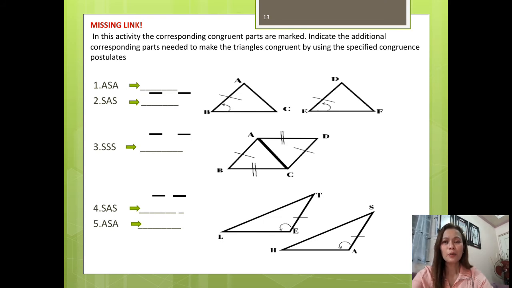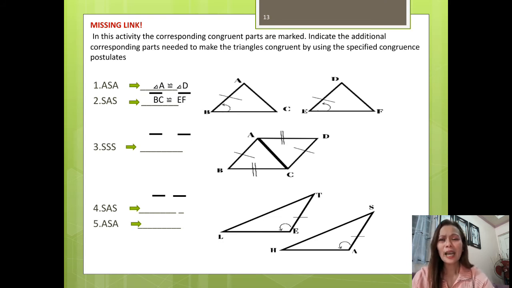The answer for number 1 is angle A is congruent to angle D. How about number 2? Side, angle, side. There is a given congruent side and congruent angle. So there is a missing congruent side. And what is that? Side BC is congruent to side EF.